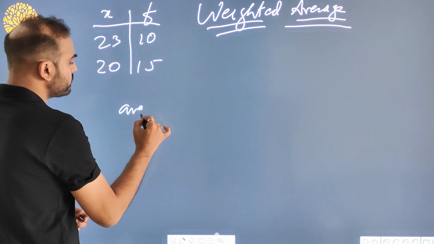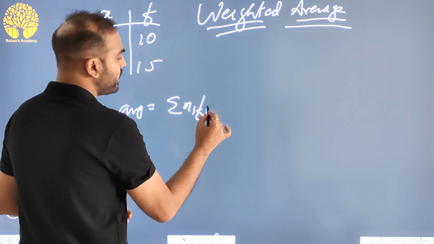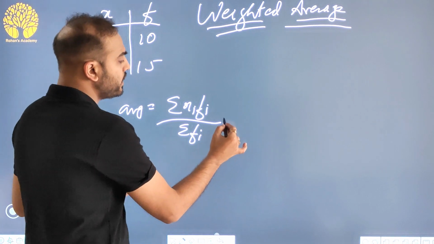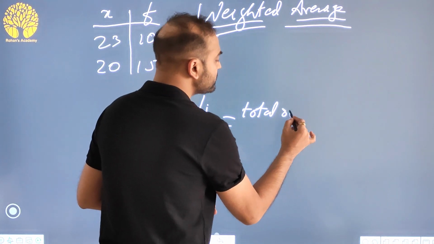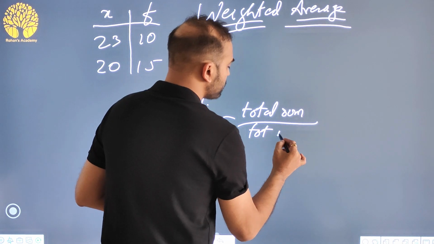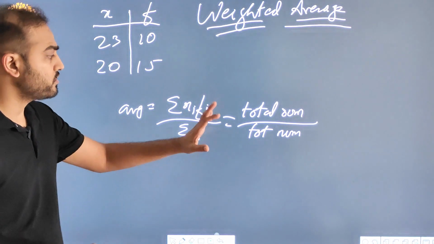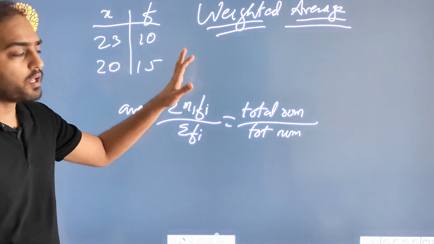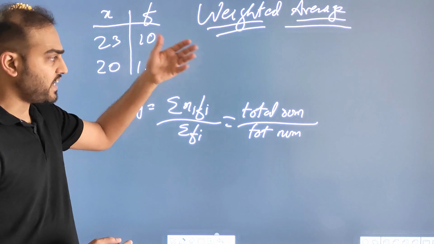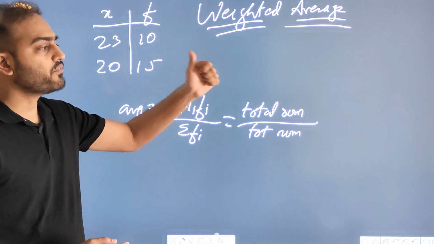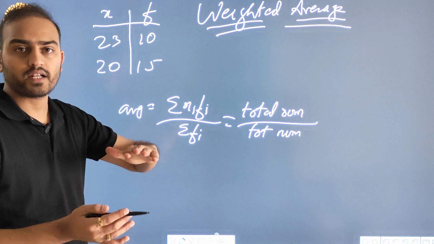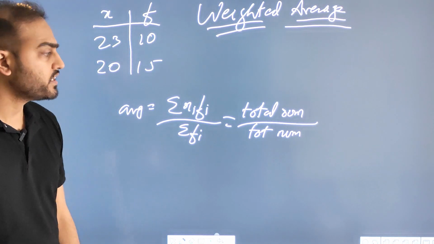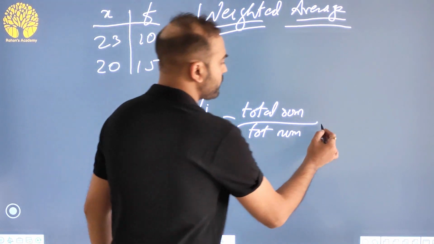The weighted average is simply summation xi fi upon summation fi, which in other words is simply again total sum by total number. We haven't changed the concept, it's just the calculation of sum that has changed. Also, I have covered mean, which is average, in another video, the one before this. If you want, you can watch that in complete detail. There we covered various types of averages and how to find averages in different scenarios.